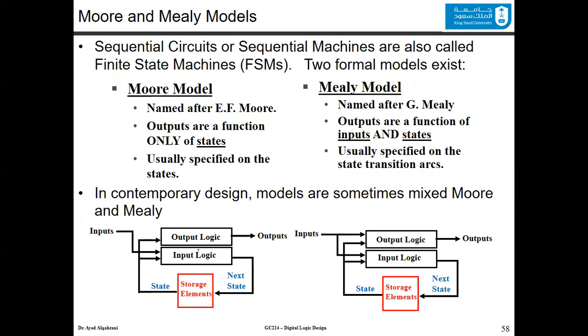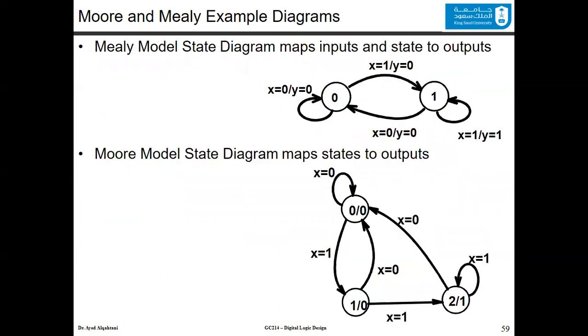Design-wise, we discussed this before, and you see the difference here in the output logic. Now, these are Mealy and Moore examples. You can see here, since the outputs are on the arcs, this is a Mealy machine. Since the outputs are on the states here, this is a Moore machine. Now, note that some state diagrams are Mealy, some of them are Moore, and many others are neither Moore nor Mealy.